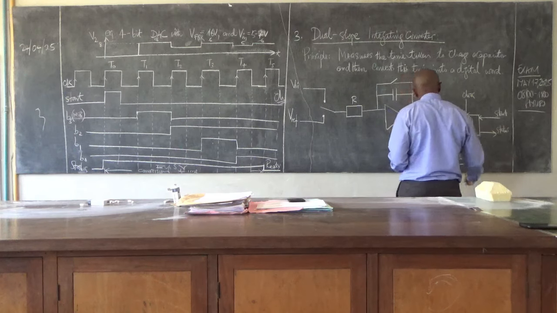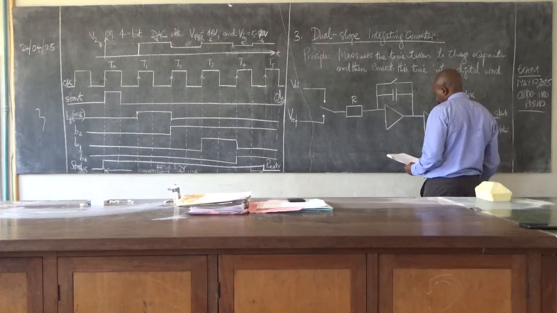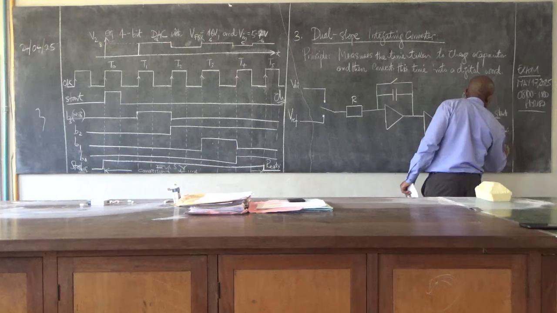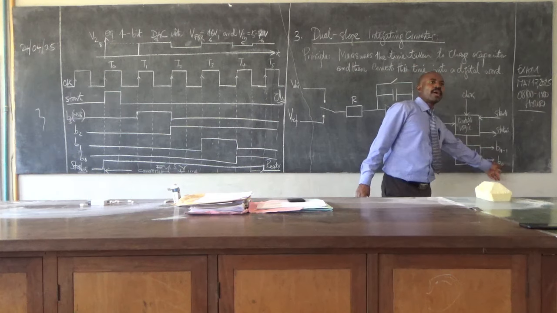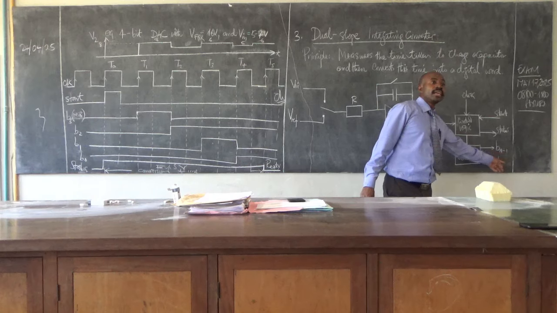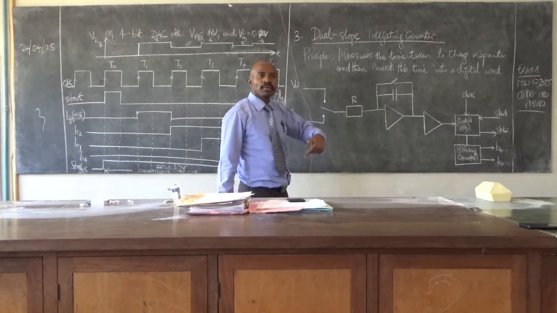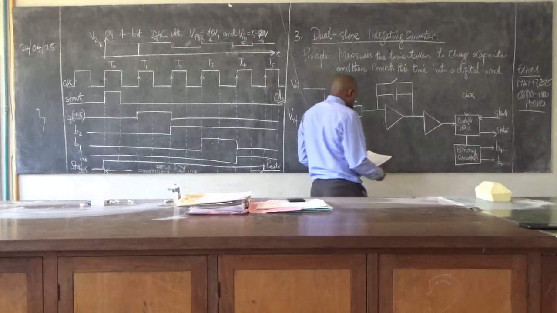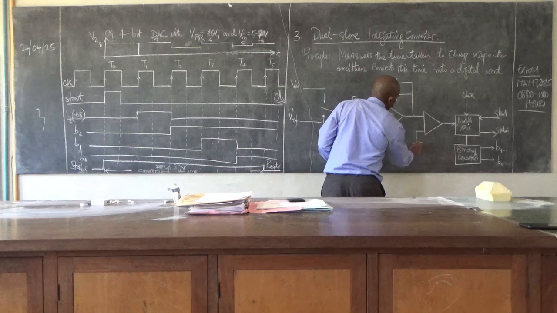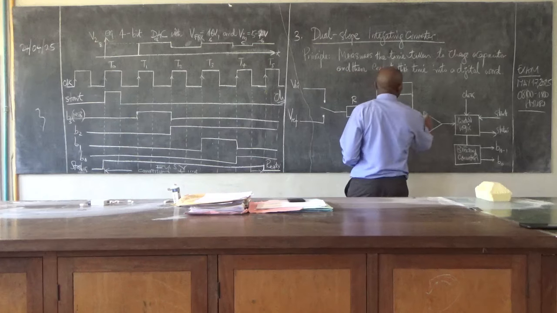This binary counter eventually gives us the word, which is from B naught to Bn-1. If it is a 4-bit, you can only go up to B3. That is B4 minus 1, which is B3. If it is a 5-bit, you go from B naught to B4. And so then we have this grounded, and so this is also a comparator.